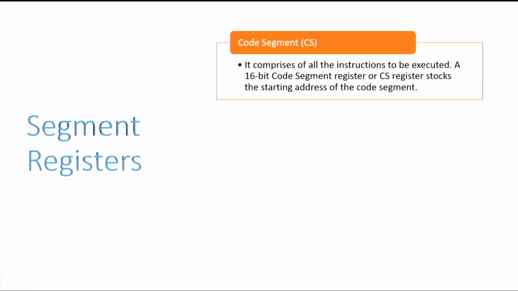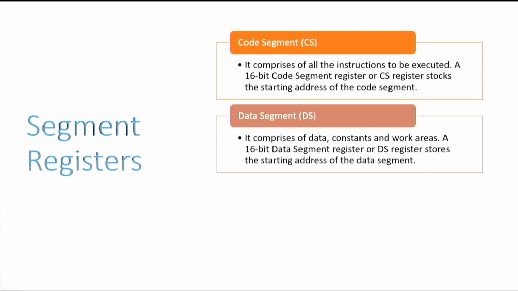Segment registers are divided into 3. We have code segment, which is abbreviated as CS. It comprises of all the instructions to be executed. A 16-bit code segment register or CS register stores the starting address of the code segment. Data segment, which is abbreviated as DS. It comprises of data, constant, and work areas. A 16-bit data segment register or DS register stores the starting address of the data segment.